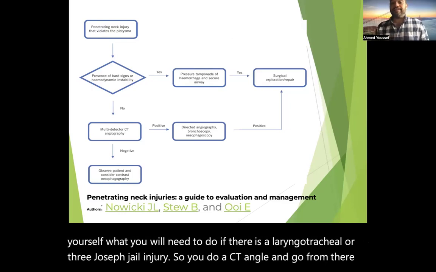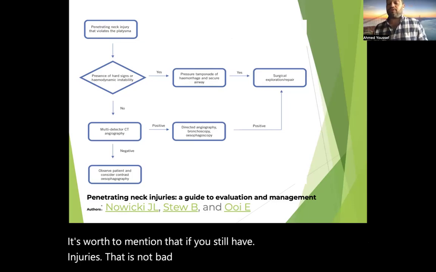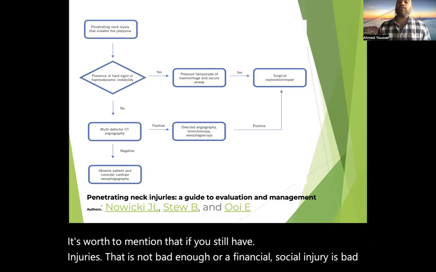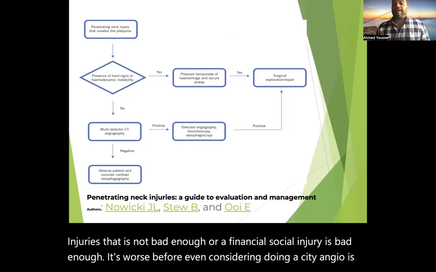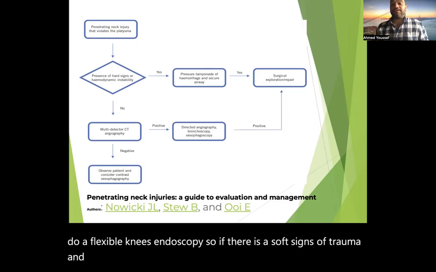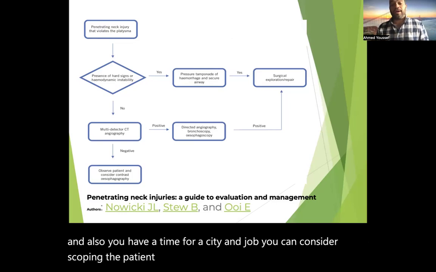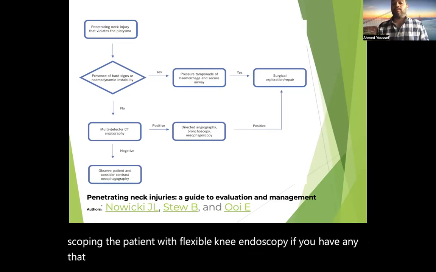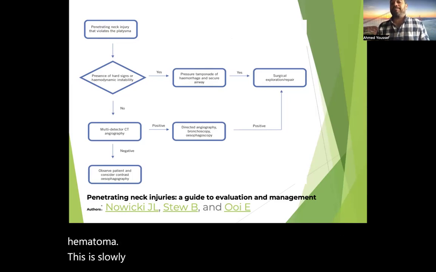It's worth mentioning that if the laryngotracheal injury or pharyngoesophageal injury is not bad enough, even before considering a CT angio, you can do a flexible nasal endoscopy. So if there are soft signs of trauma and you have time for a CT angio, you can consider scoping the patient with flexible nasal endoscopy if you have one. That will give you more information about the airway. That will help the anesthetist when you go to theater, even if it's a small hematoma. If it's slowly accumulating, it can compromise the airway. So let's get an idea about the airway.